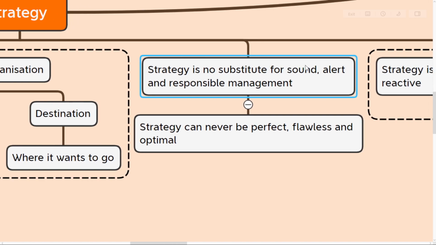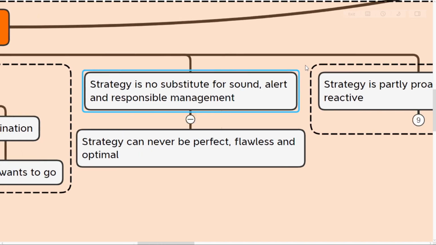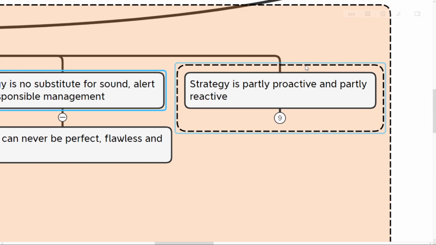Strategy can never be perfect, flawless, and optimal. Strategy is flexible and pragmatic in nature for sudden emergencies and pressures, and to avoid failures and frustrations. In a sound strategy, allowances are made for possible miscalculations and unanticipated events. Strategy is partly proactive and partly reactive.